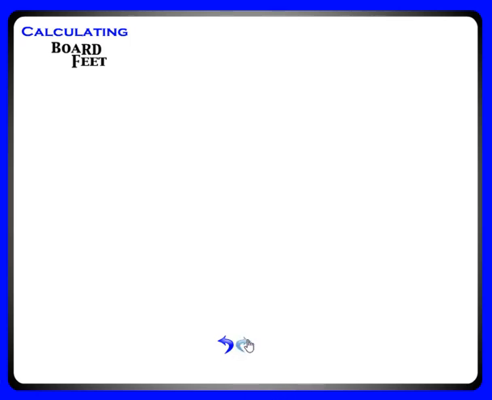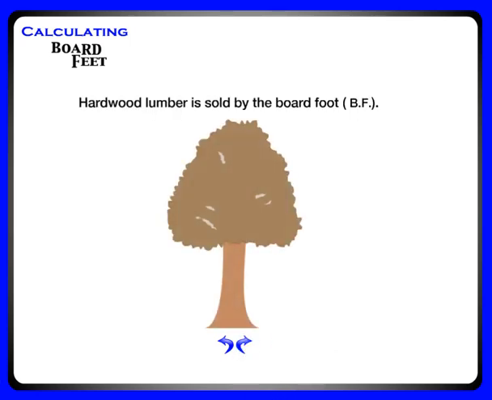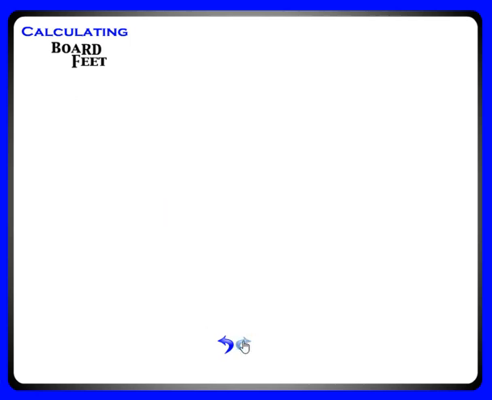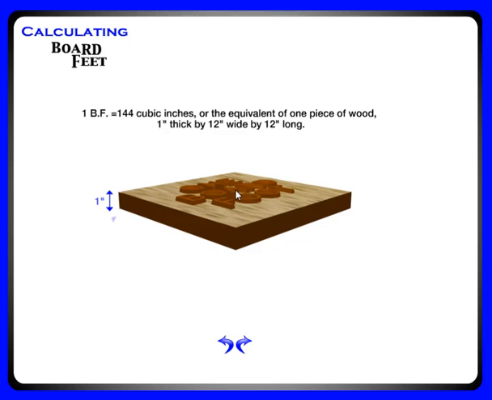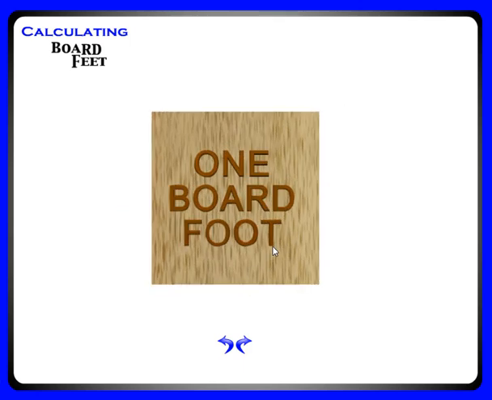Calculating board feet. This learning object provides an introduction into how lumber is sold. Hardwood lumber is sold by the board foot. One board foot is the equivalent of a board that is 1 inch thick by 12 inches wide by 12 inches long, or 144 cubic inches.